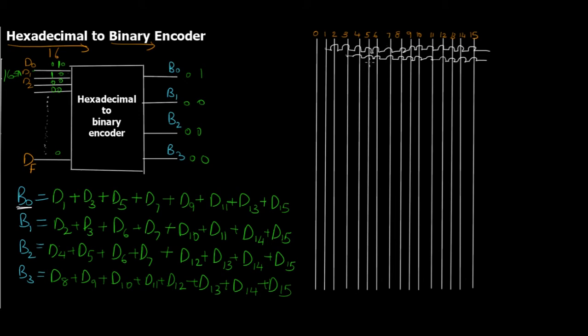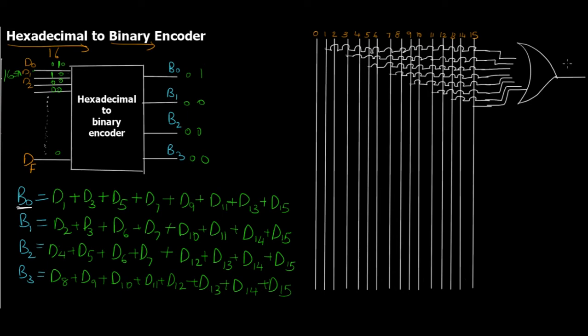Then we have D5. Then we have D7. We have D9. We have D11. We have D13. And we have D15. So all of these lines go to one big OR operation, and then they are passed to an OR gate. So let me just draw that OR gate, which gives us the output of B0.